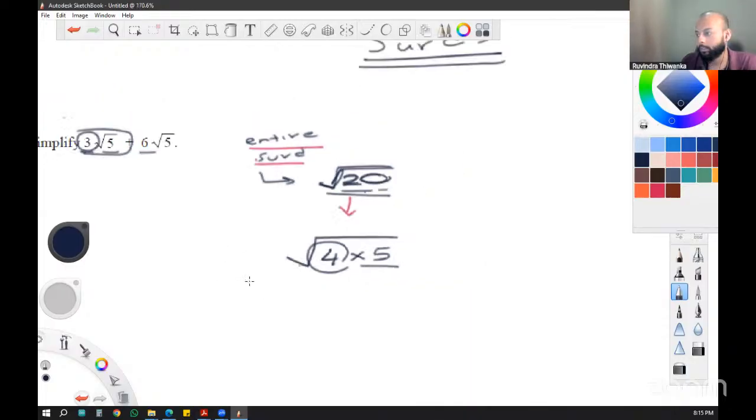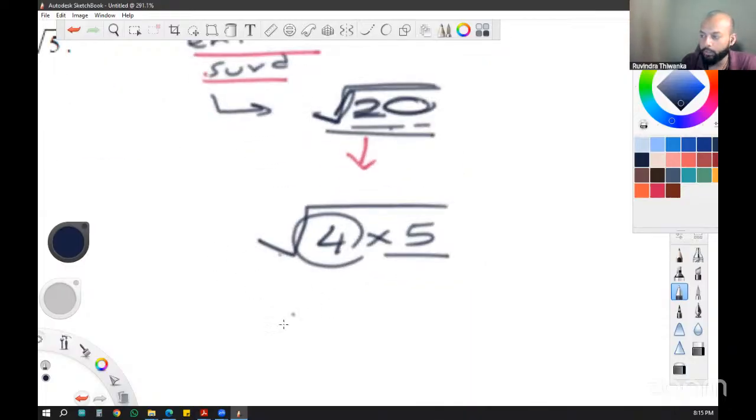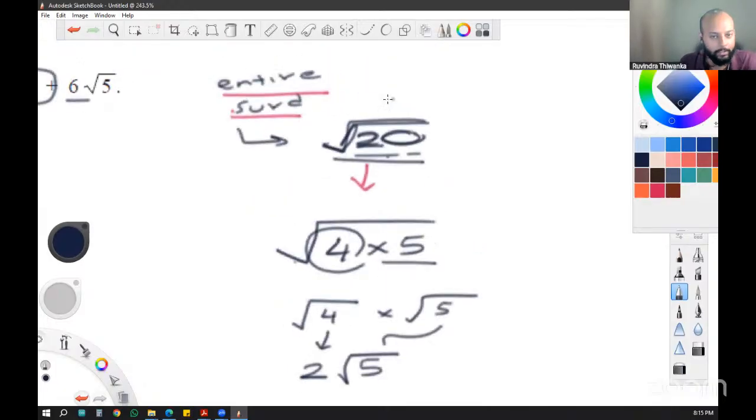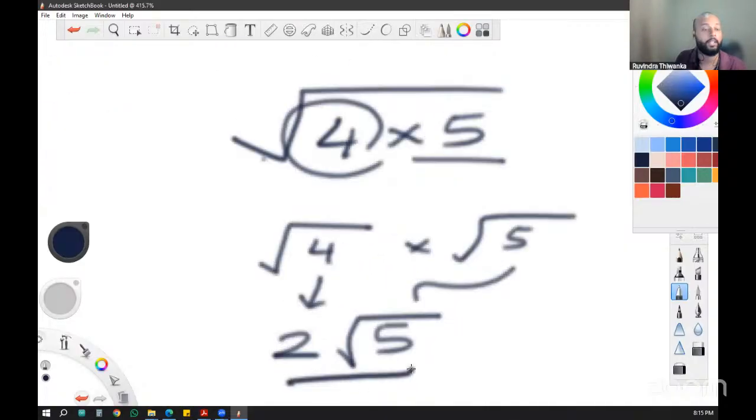So then this root applies to 4 and it becomes 2, and this root 5 stays. Okay, this is not an entire surd. This is a surd and a rational number. So sometimes they will ask you to write this as an entire surd. If they ask you to write this as an entire surd, remember you have to make it like this. Otherwise, if you keep the answer like this, you won't get the full marks.